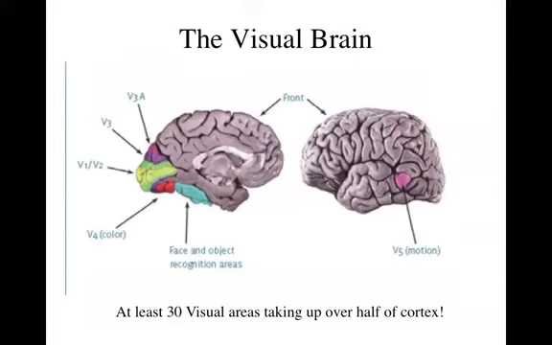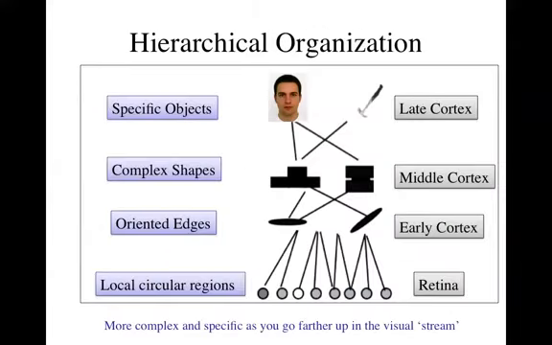Finally, we talked about the visual brain. What we think of as being visual areas are spread out across a pretty large portion of the brain, at least 30 visual areas, taking up over half of cortex. So that's a good chunk of cortex being devoted or involved in visual processing. And so what are all these different visual areas doing?